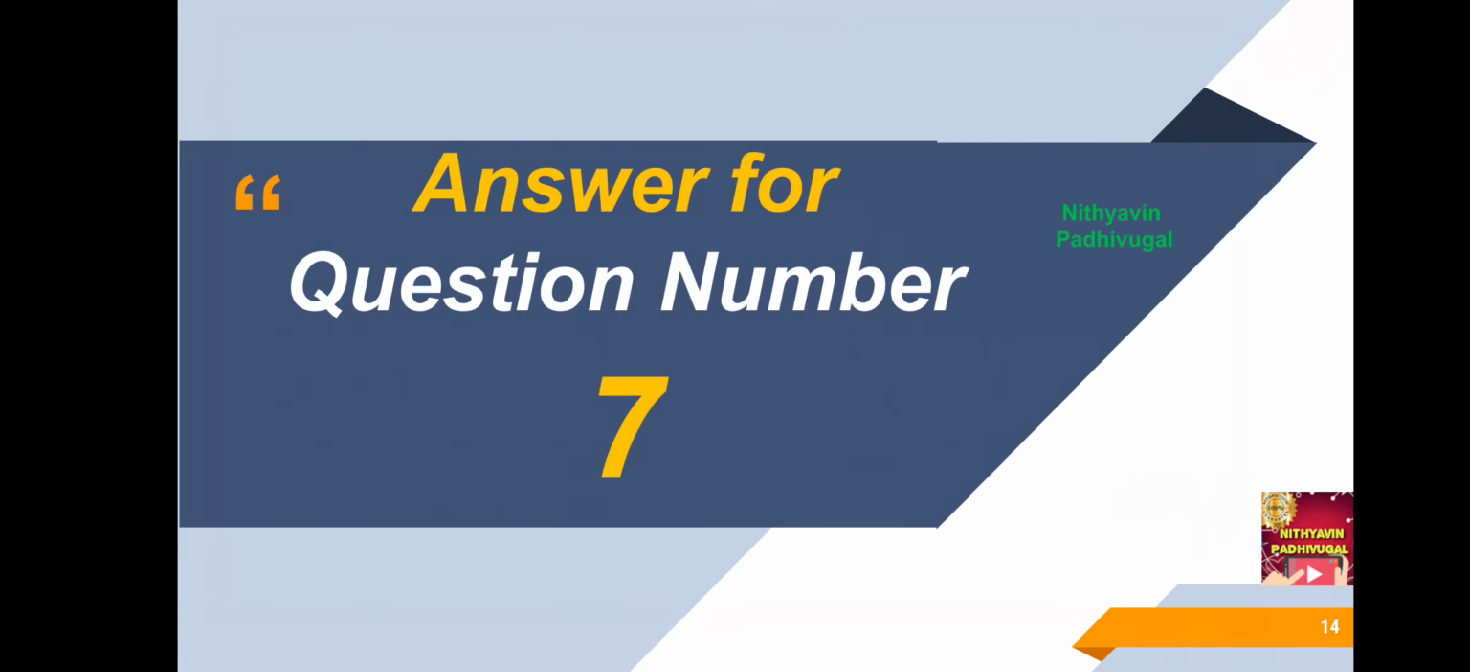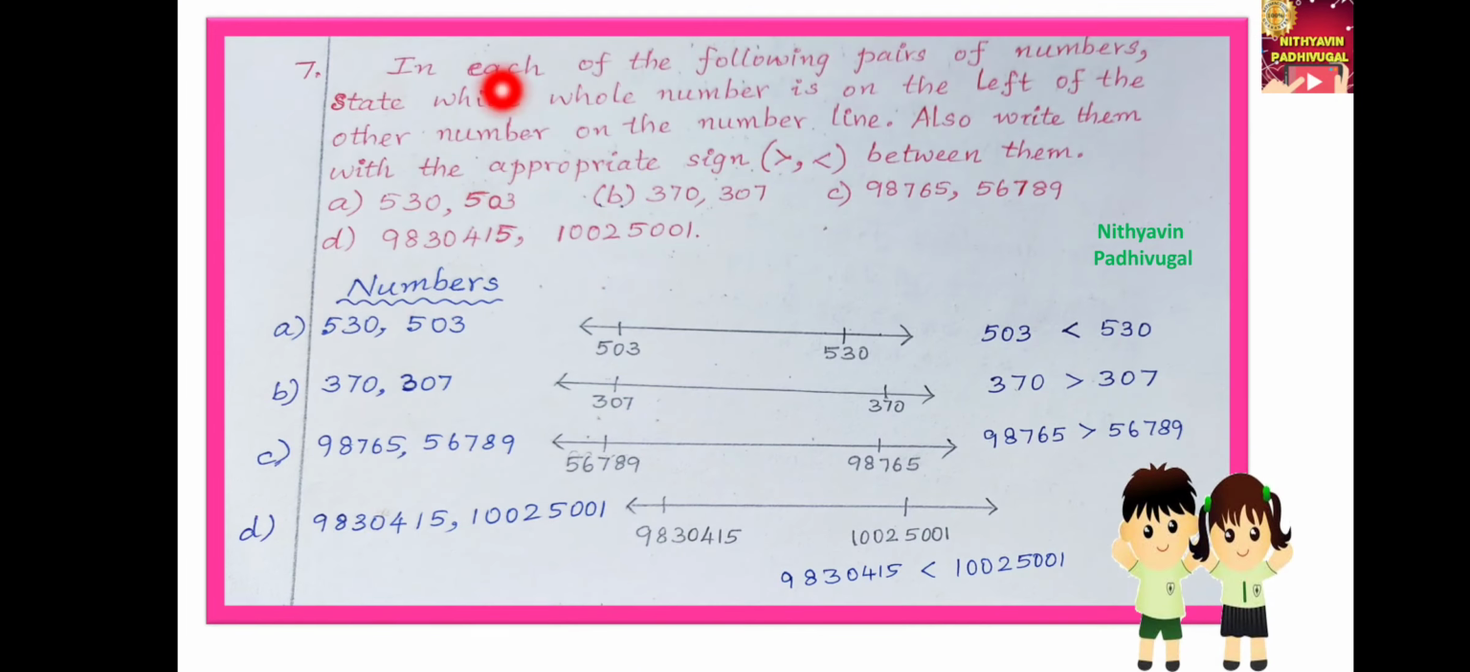Problem number 7. In each of the following pairs of numbers, state which whole number is on the left side of the other number on the number line. So we have to draw a number line first. We have to plot the numbers accordingly. Then we have to find out which number is on the left side of the other number. Also write them with the appropriate sign, greater than or less than, between them.